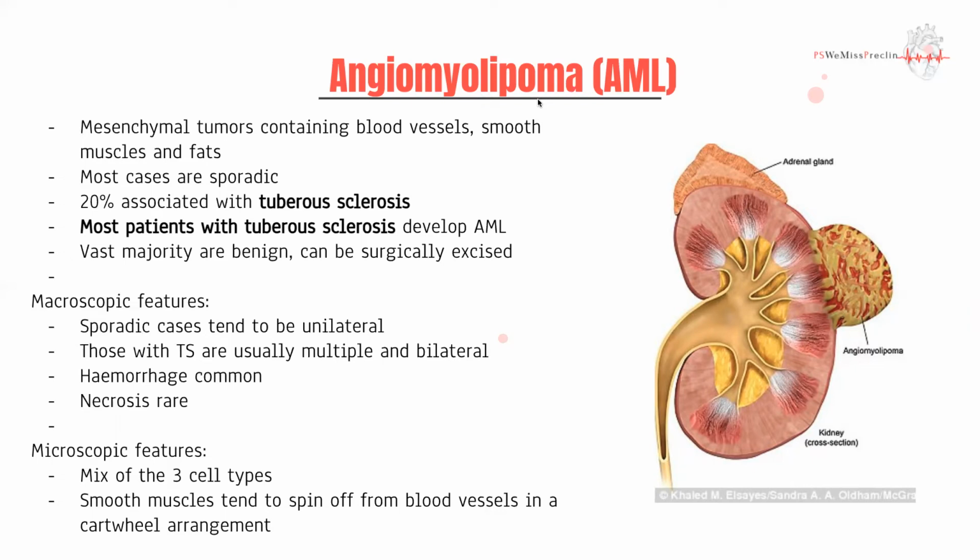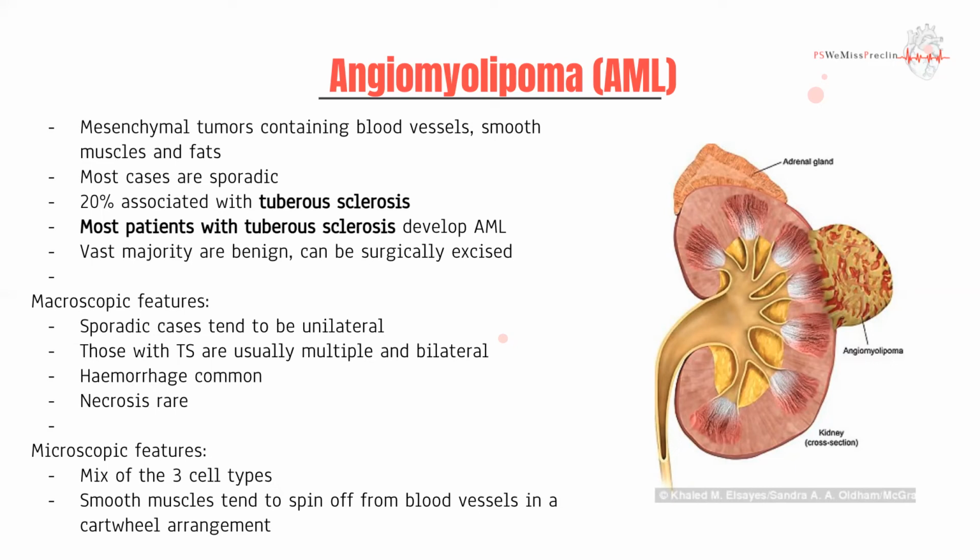Most cases are sporadic, but a very, very important association you need to know is that with tuberous sclerosis. Now, we touch base on tuberous sclerosis later in the lecture, but 20% of all AMLs, again, angiomyolipomas, not acute myeloid leukemias, are associated with tuberous sclerosis. And most patients with tuberous sclerosis develop AML. Does that make sense? So you have a whole bunch of angiomyolipomas happening. 20% of those cases also have tuberous sclerosis, but most patients with tuberous sclerosis have an AML. Draw your Venn diagram, it makes sense.